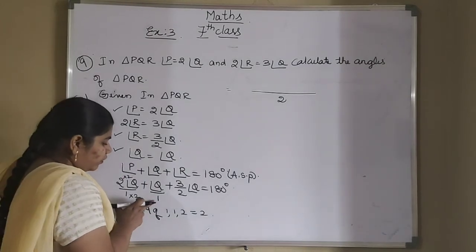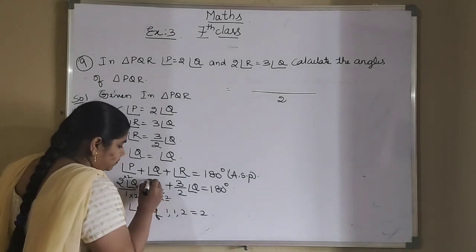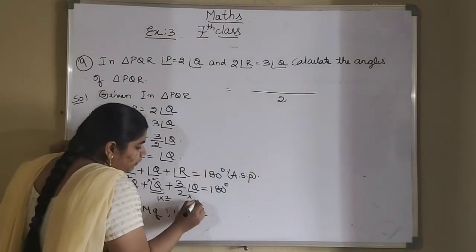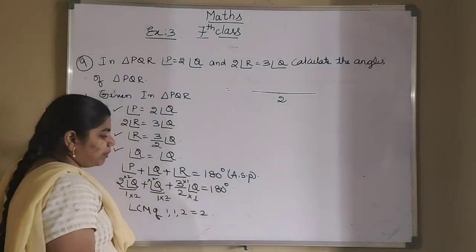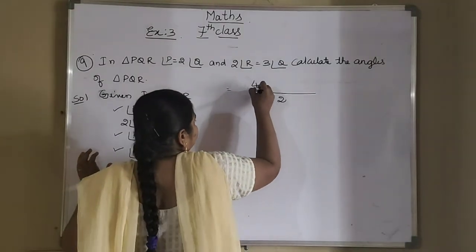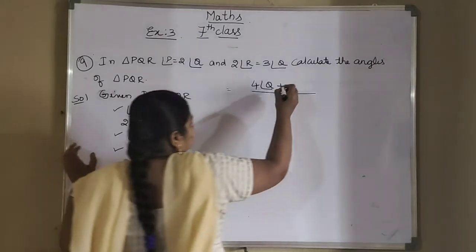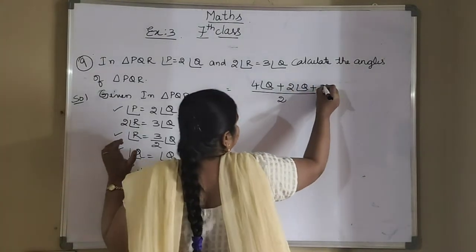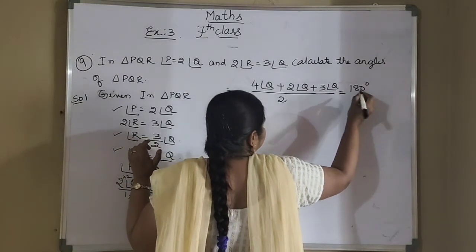In the same way, for 1, how much you will multiply to get 2 again? That is 2 times. I am multiplying in numerator also. Again, for 2, how much you will multiply to get again 2? 2 1s are 2, so that 1 I am multiplying in numerator also. Now, 2 2s are 4, that is 4 angle Q plus 2 1s are 2, that is 2 angle Q plus 3 1s are 3, that is 3 angle Q is equal to 180 degrees.